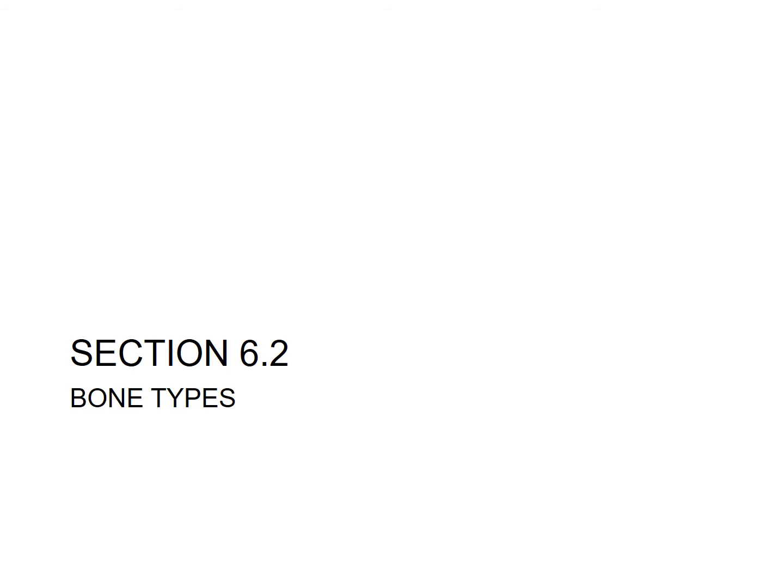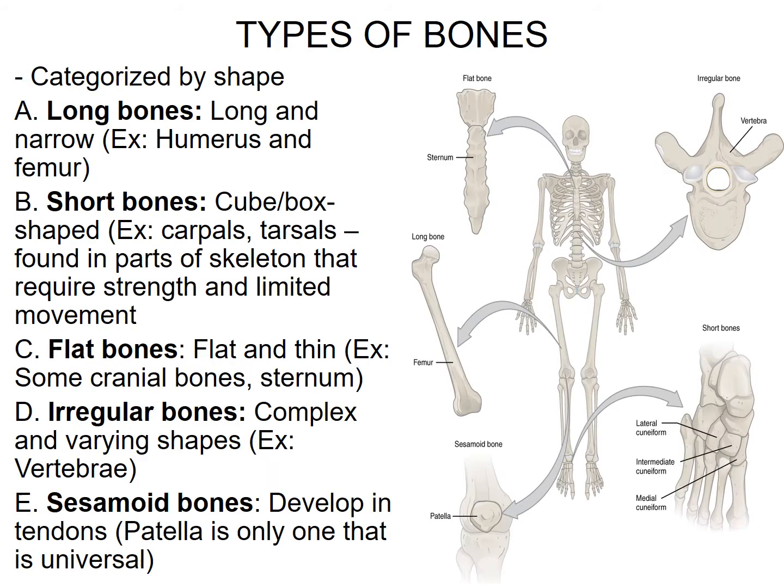The second way we can classify bones is a little easier. It's just, what do they look like? What is the shape of the bone? So let's move on to the next slide and start talking about that. When categorizing bones by their shape, there are 5 different types.